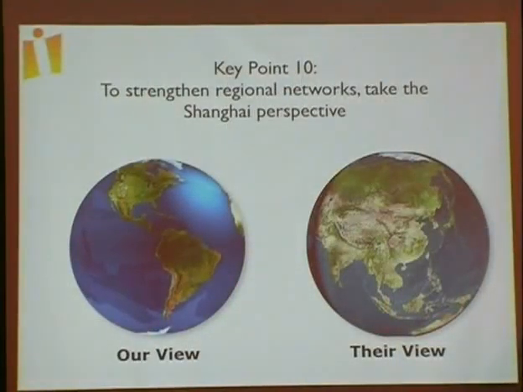Here's a key point that a lot of people don't understand. If we're going to move ahead in this kind of an economy, we've got to take a Shanghai perspective. The Shanghai perspective is the perspective of the world on the right. When I was in China in 1993, I was sitting in a government office and I saw a map of the world and I looked at it and it was the map on the right. And that map seemed to be odd to me and I couldn't quite figure it out. And then I realized that's the map of the world from a Shanghai perspective. And that's the map that we need to start thinking about if we're going to move ahead.